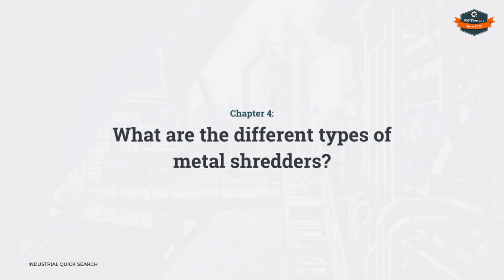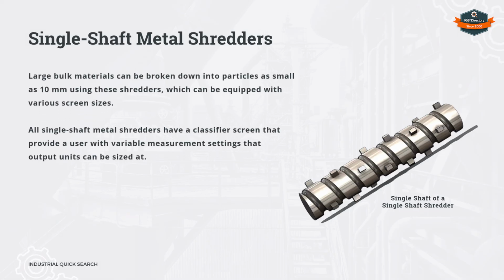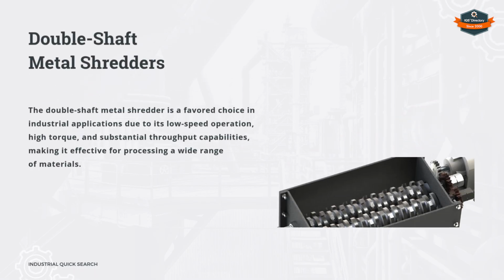Chapter 4. What are the different types of metal shredders? Single-shaft metal shredders. Double-shaft metal shredders.